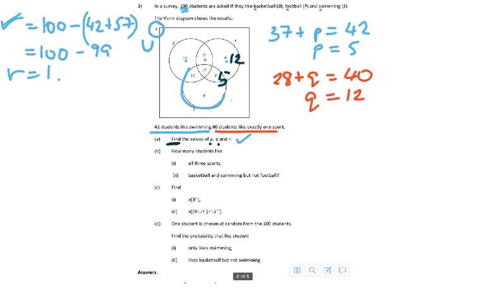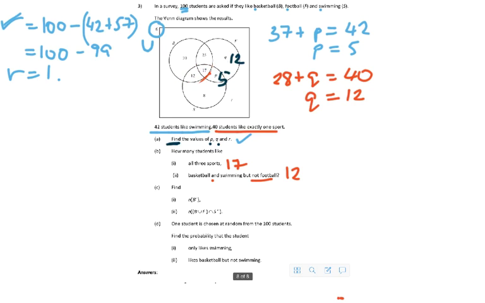And B, how many students like all three sports? Well, this is just an interpretation question here. All three sports, we're looking for the intersection. So that's this section here. So we can see that all three sports, there are 17 students who liked all three. Basketball and swimming, but not football. And we're looking for the intersection of basketball and swimming, which is here, but not football. So don't count the bit here included in the football set, and that's going to be 12.